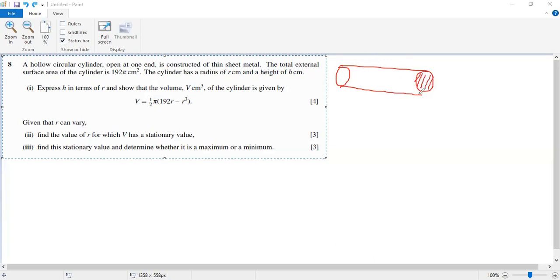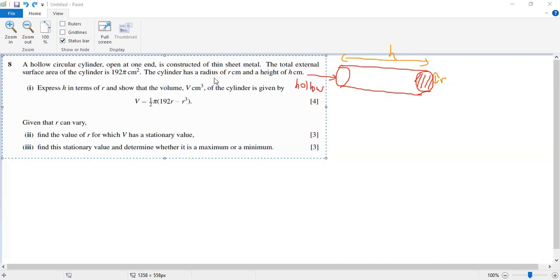So hollow means, okay, let's keep this end fixed. This is the block and this is the hollow part. So we have an h here all the way from here to here. This is the height of the cylinder. Let's mark that. And of course, we have the radius in between like that. This is r.